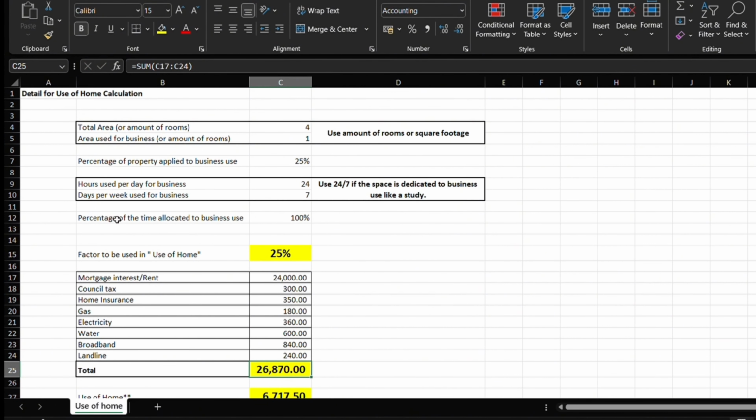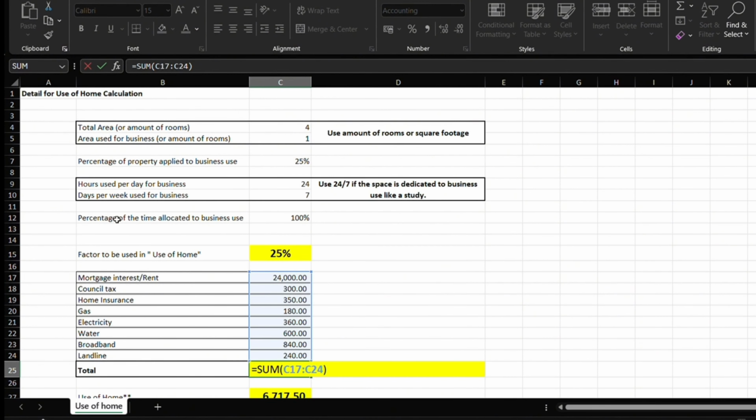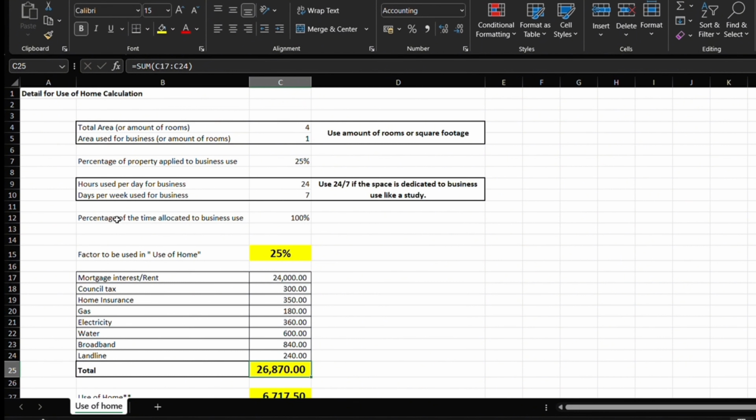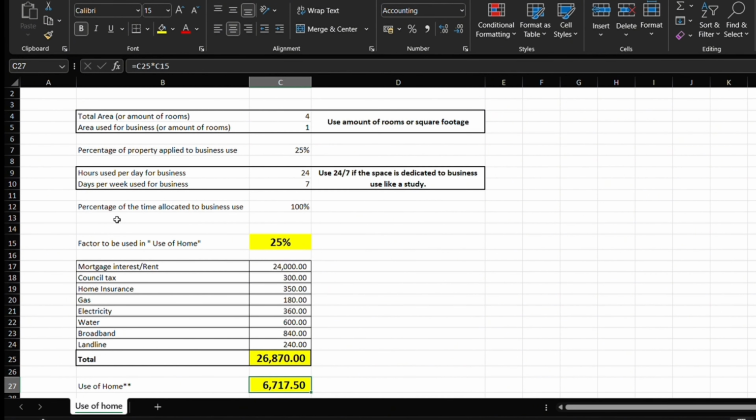If you see the formula from C17 up till C24, the whole expenses we have calculated come to £26,870. And now it's time to calculate use of home. Under use of home, you can see I have put a formula here as well. The factor to be used in use of home that we have calculated before is 25%, multiplied by total expenses. So here we have £6,717.50 total use of home that we will deduct from our business profits.